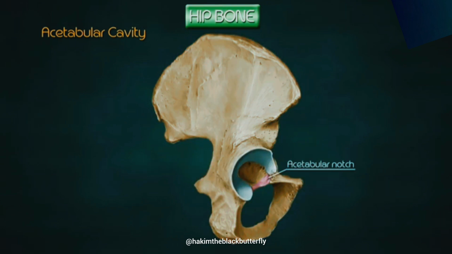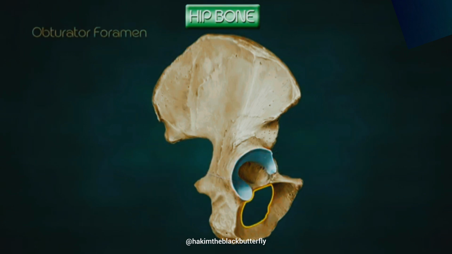Acetabular notch. It is a gap in the inferior part of the acetabular margin. The acetabular fossa is a rough area in the center of the cavity which is non-articular and is covered with a pad of fat. Lunate surface is a horseshoe-shaped area which articulates with the head of the femur.